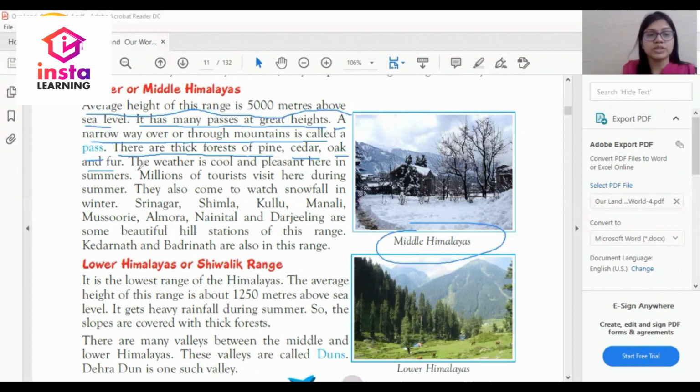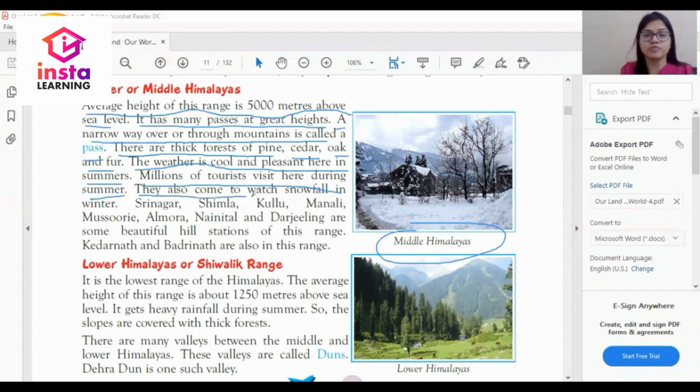So the weather is cool and pleasant here in the summer. वेदर ठंडा होता है और गर्मियों में बहुत ही प्लीजेंट सा वेदर होता है. ना ज्यादा गर्मी होती है ना ज्यादा ठंड होती है. Millions of tourists visit here during the summer. गर्मियों में यहाँ बहुत से लोग किसके लिए आते हैं? घूमने के लिए आते हैं.